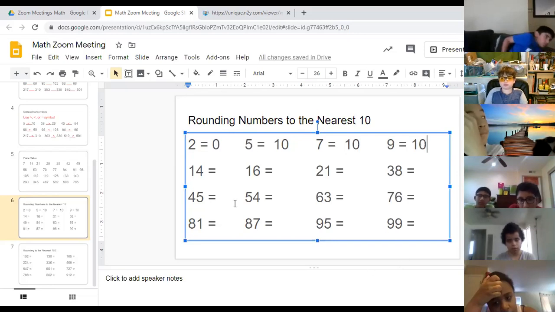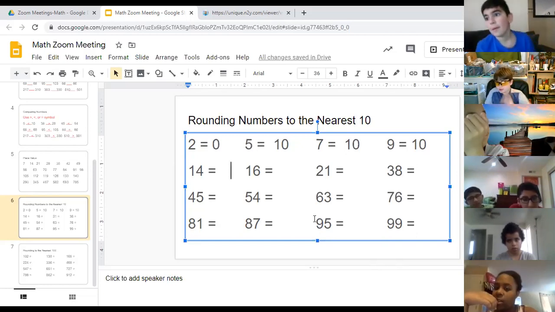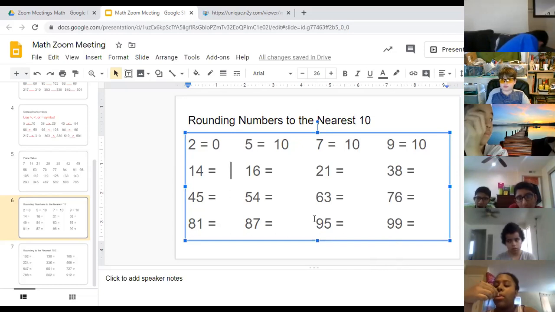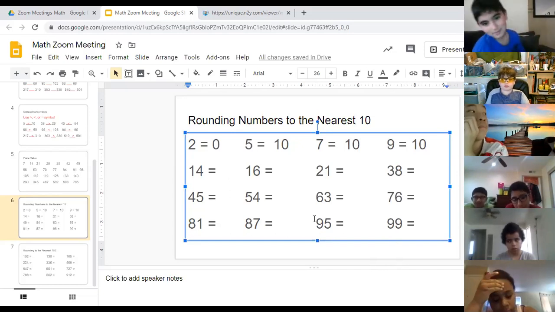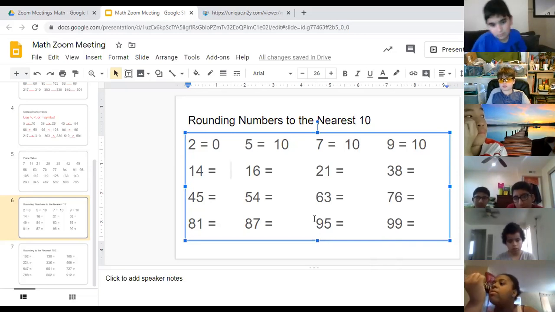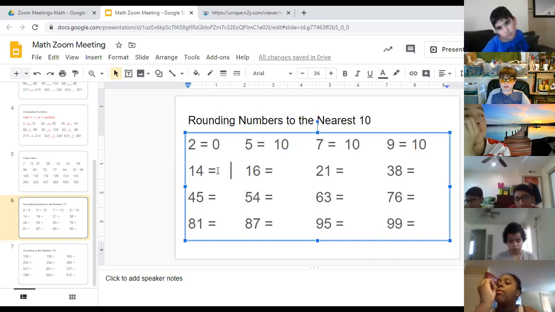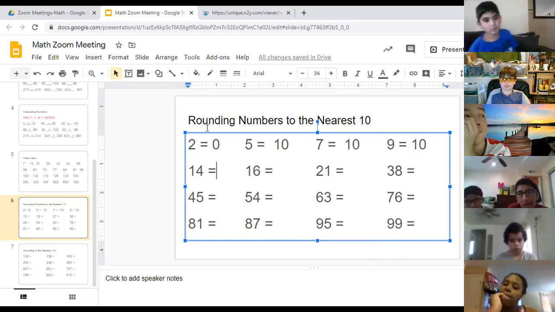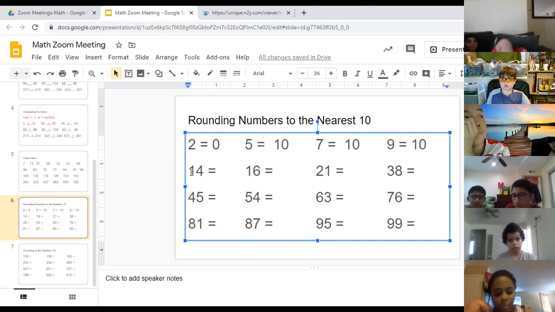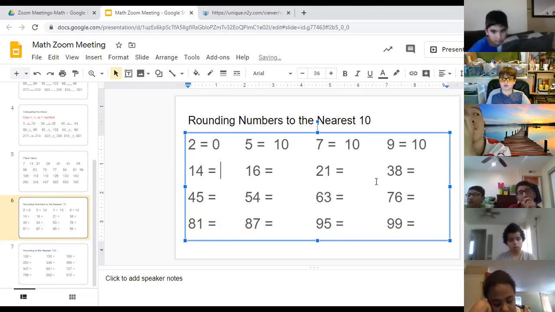Okay? Now let's take a look at number 14. So we will round 14 to the nearest 10. That means either we round it to 10 or it becomes 20. All right? So what's our number line? Our number line starts from 10 to 20. Okay, so for 14, it's your turn, Elijah. Is 14 closer to 10 or closer to 20?